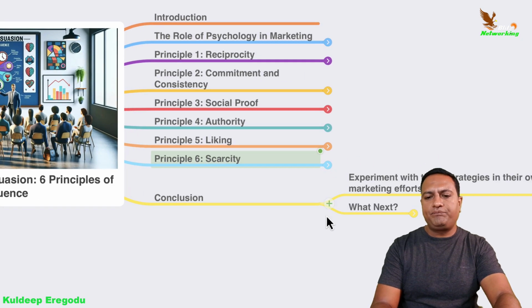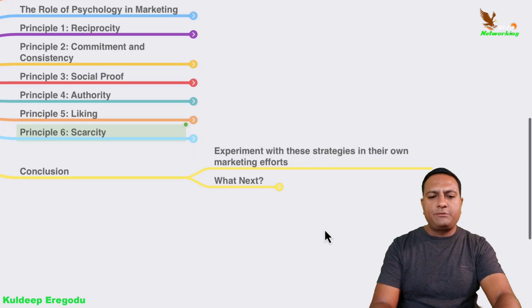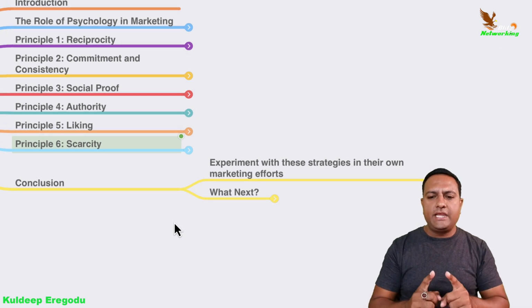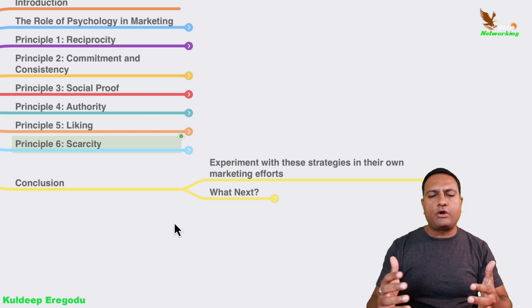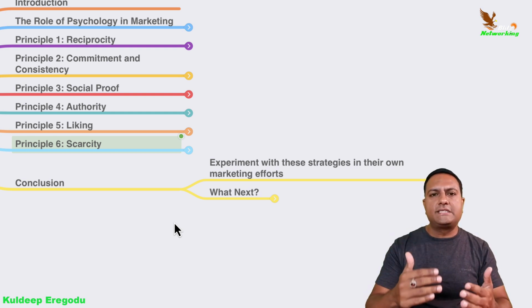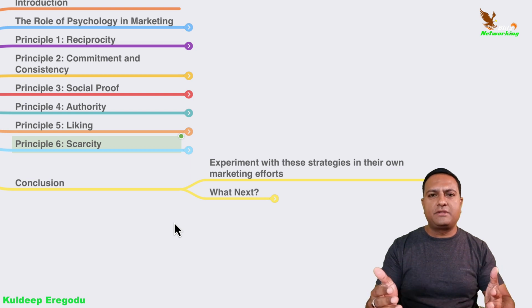Now, finally, the conclusion. You need to experiment with these strategies in your own marketing efforts. Whatever marketing strategies you are following or whatever marketing things you are doing, you need to experiment with all these 6 principles and see to it that you will have proper influence in place.